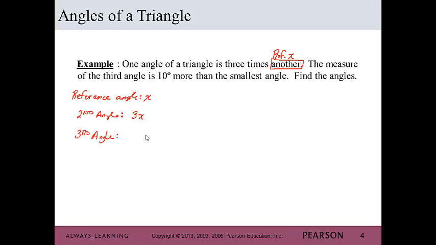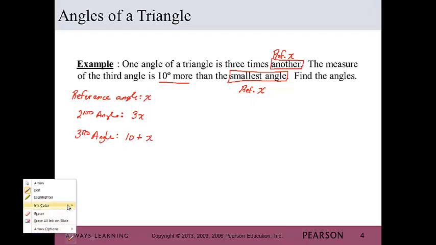Then it says the measure of the third angle is 10 degrees more than that of the smallest angle. So again, the smallest angle is talking about the reference angle x. So the third angle is 10 degrees more than x. So how do you write that? Well, you write it as 10 plus x.